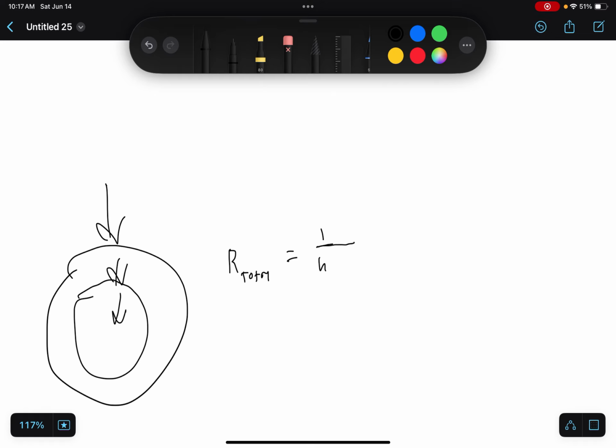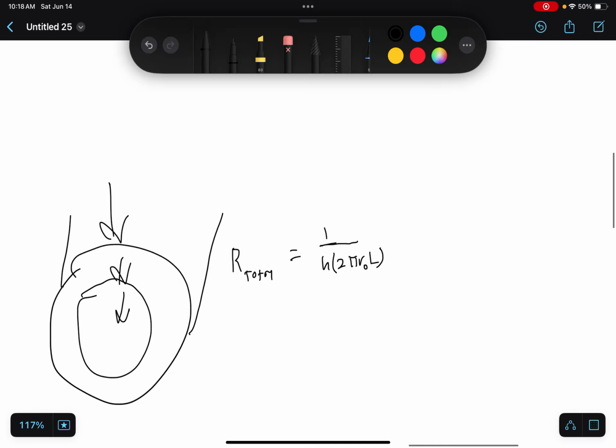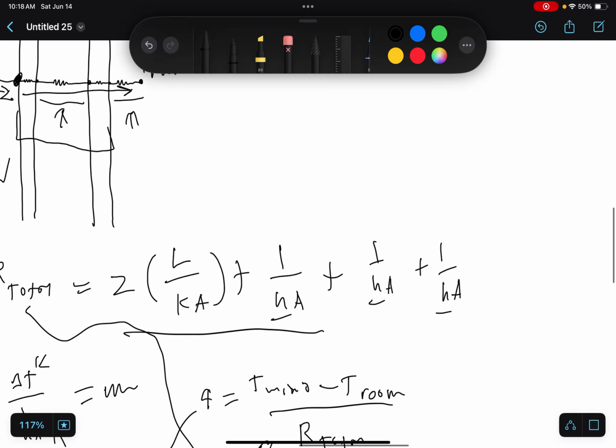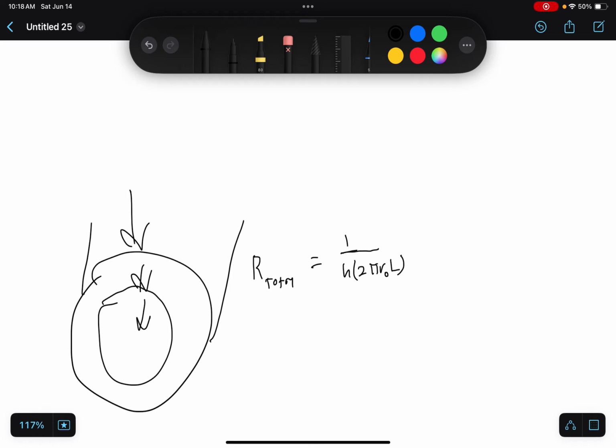So what would this A be? This A would be 2 pi R, let's say the pipe has a depth of L. So 2 pi RL, and this is R outer. And this would be your area. So it's the same exact equation as over here, but your area would change because now you're dealing with circles.